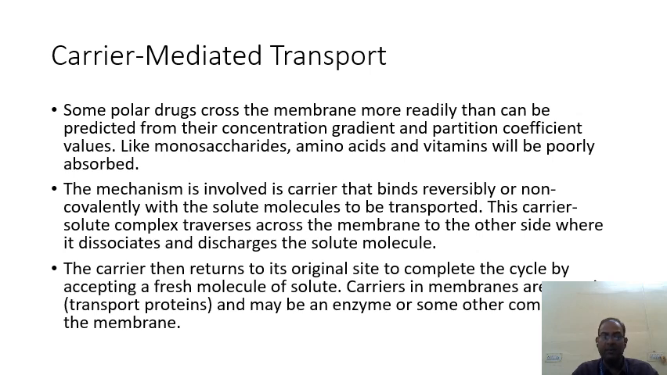The carrier membrane proteins are limited. There are certain drug molecules like monosaccharides, amino acids, and vitamins that will be absorbed without the rule of the concentration gradient, as we predicted earlier. Their partition coefficient values are also poor, but still they are absorbed much faster. How do they do this? They follow carrier mediated transport.